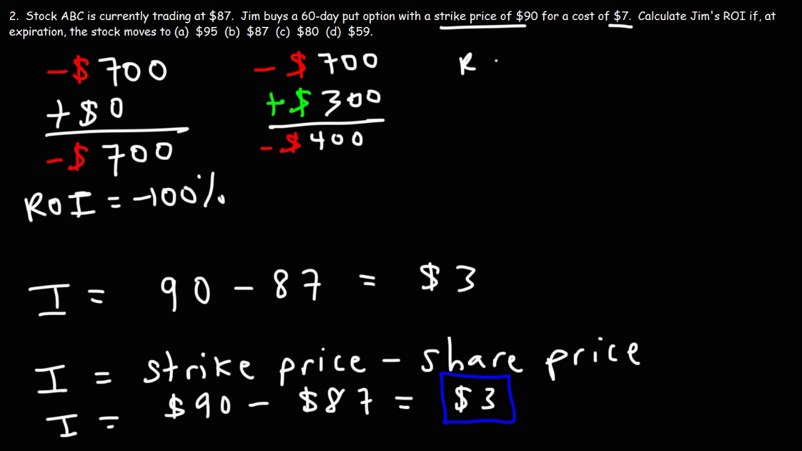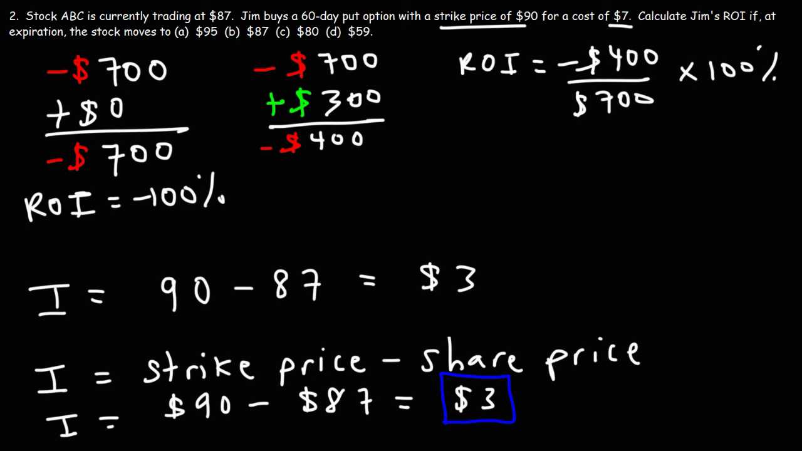To calculate the ROI, we're going to take the profit or the loss, being 400, divide it by the cost of investment, which was 700, and then multiply it by 100%.